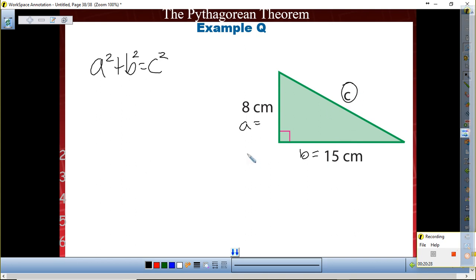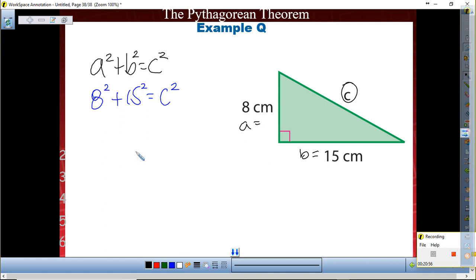Tell you never what I just did. Step 2. Kelsey, say it out loud, please. Identify each value, which is for A, B, and C. Step 3, now that we identify each value, what do we do, everyone? Substitute. So what is A? 8 squared plus, what is B? 15 squared, and this one is C squared.